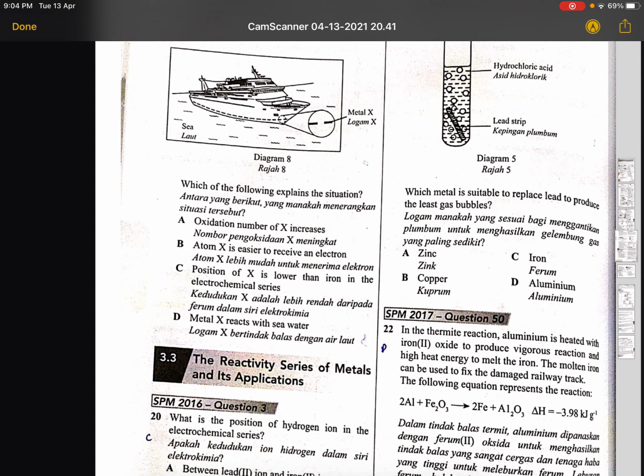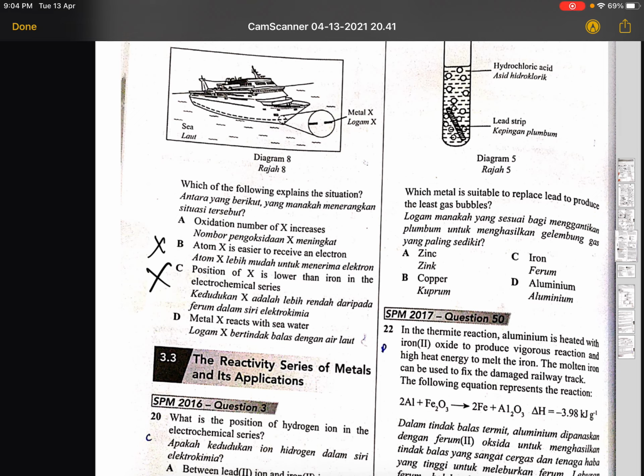Now, X cannot be lower than iron, because if X is lower than iron, then the sacrificial metal thing will not make sense, because the sacrificial metal has to be more reactive than iron. So C is definitely wrong. X is easier to receive an electron. If X is easier to receive an electron, it'll be better as the cathode. So no, it's doing its job. It's not supposed to be. It's being an anode. And if it's an anode, then it will become thinner.